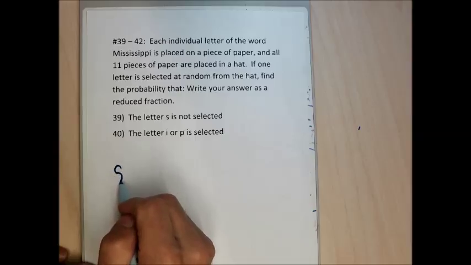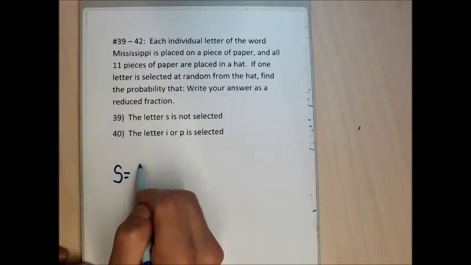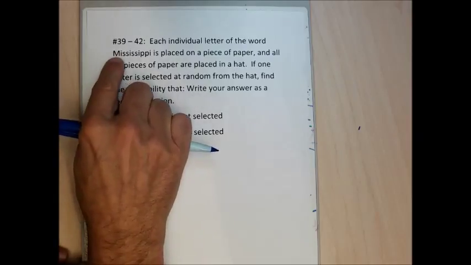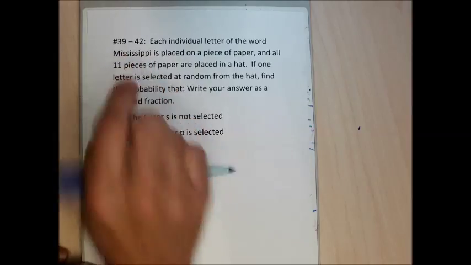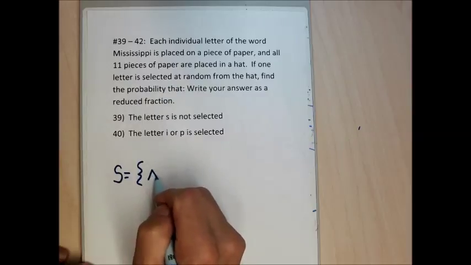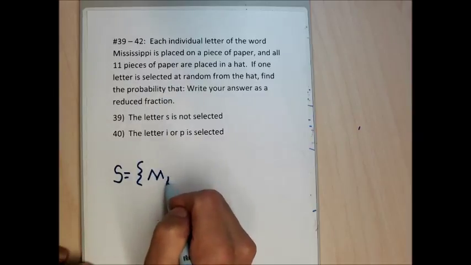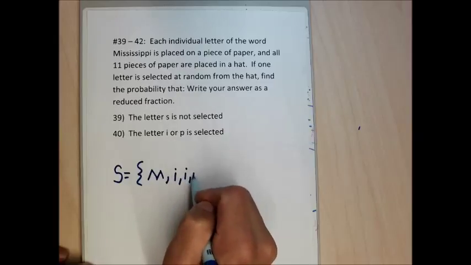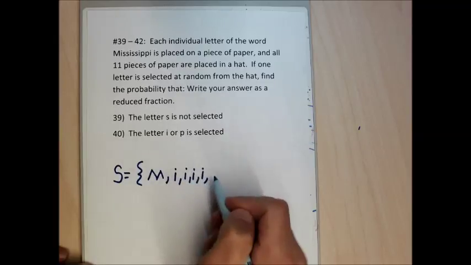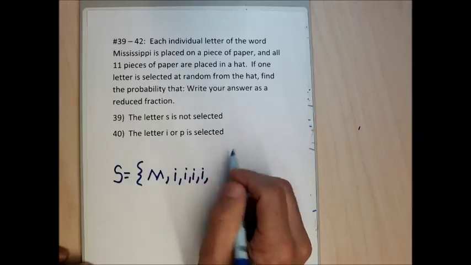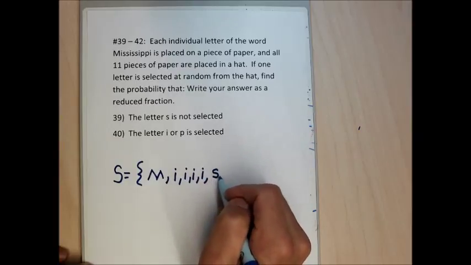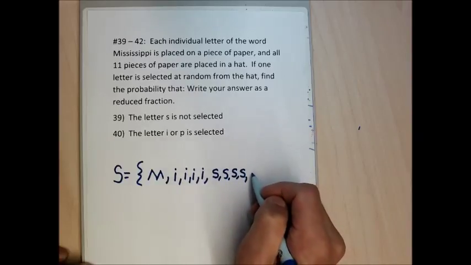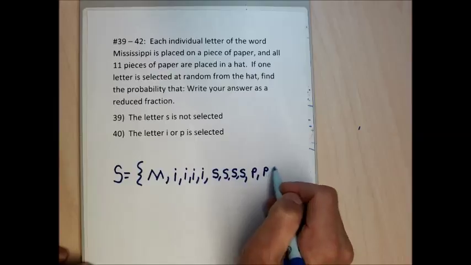I'm going to take each of the letters from the word Mississippi and put them in a hat, which means I'm going to have 1 M, 1, 2, 3, 4 I's, 4 S's, and 2 P's. So in my hat, there's going to be 1 M, 4 I's, 4 S's, and 2 P's. So these are the letters that go in my hat.